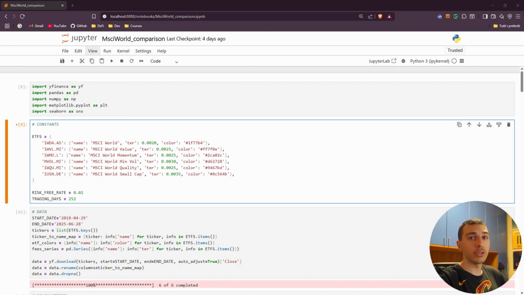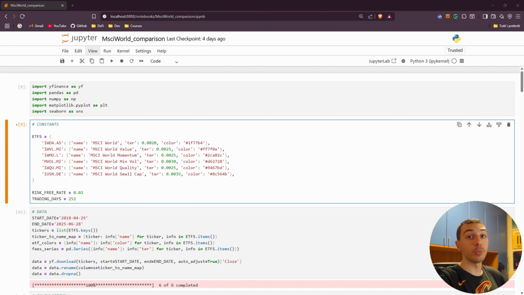Today we're diving into an interesting comparison between the regular MSCI World ETF and its several factor ETFs like value, momentum, minimum volatility, small cap, and quality. We'll analyze their performance, risk, and key metrics to see if these smart strategies have actually been worth it. We're going to use Python to fetch data, see some numbers, and visualize the results. Then break down those financial metrics and see what they mean to you as an investor.